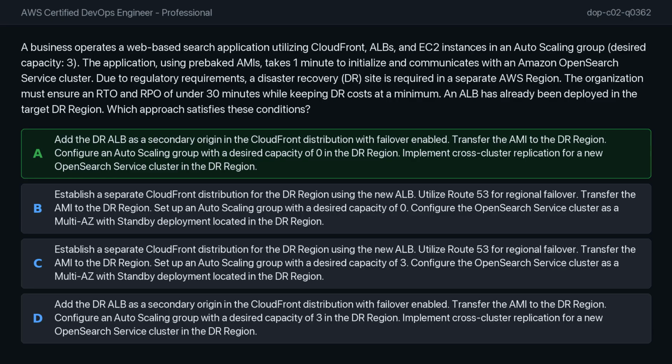Options B and C are incorrect because they use Route 53 DNS failover, which is less efficient. Additionally, options B and C incorrectly apply OpenSearch multi-AZ deployment concepts to a cross-region scenario. When evaluating DR strategies, always check if your chosen solution prioritizes cost while still meeting your time-based recovery objectives. Look closely at the capacity settings in your auto-scaling groups and ensure your data synchronization method aligns with your RPO goals. This combination of CloudFront failover and cross-cluster replication provides a robust solution.